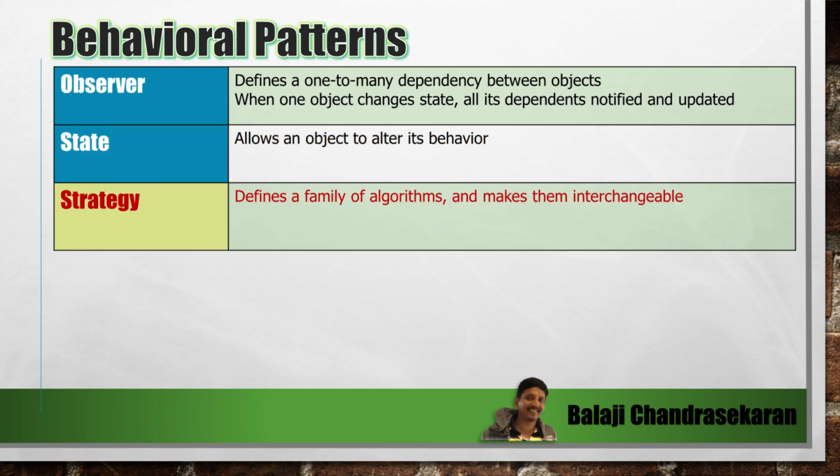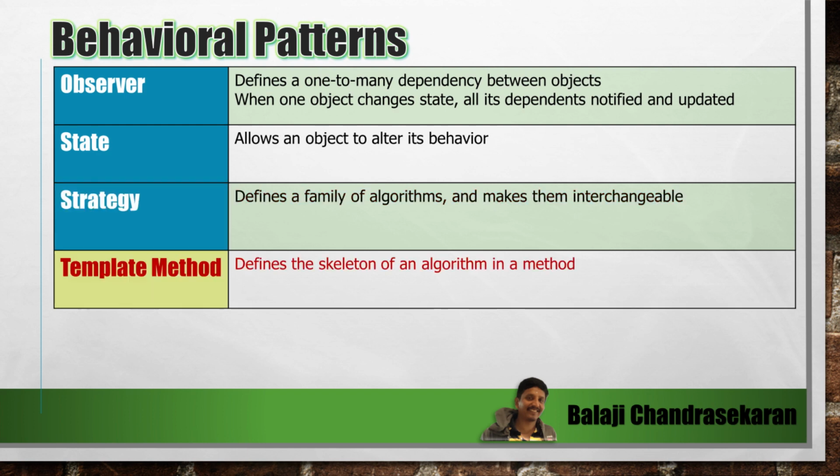Strategy pattern defines a family of algorithms, encapsulates each one, and makes them interchangeable, allowing the algorithm to vary independently from clients that use it. Template method pattern defines the skeleton of an algorithm in a method, deferring some steps to subclasses, allowing them to redefine certain steps without changing the algorithm structure.